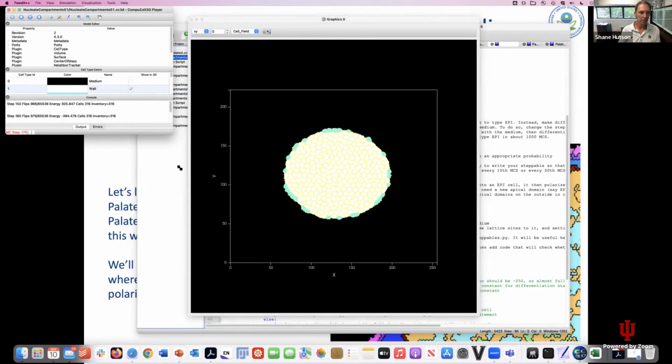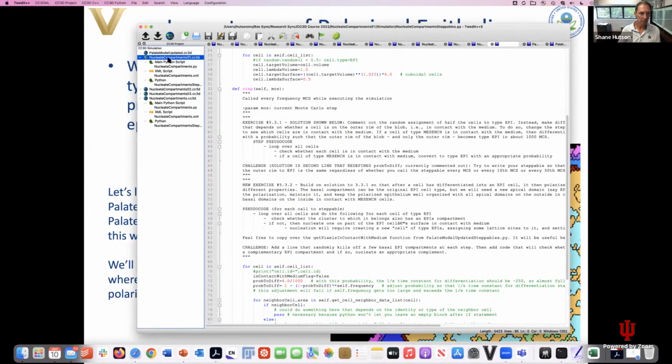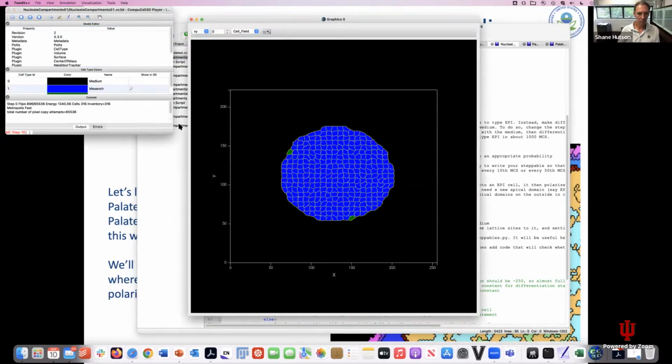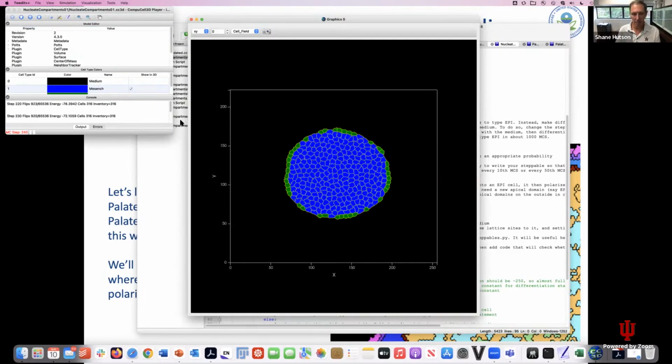Oh, all my cell type colors changed. Now let me close that up, restart it. All right, so you see a big blob of blue cells there. Those blue cells were of type mesenchyme, and then some green cells popping up on the outside of it.